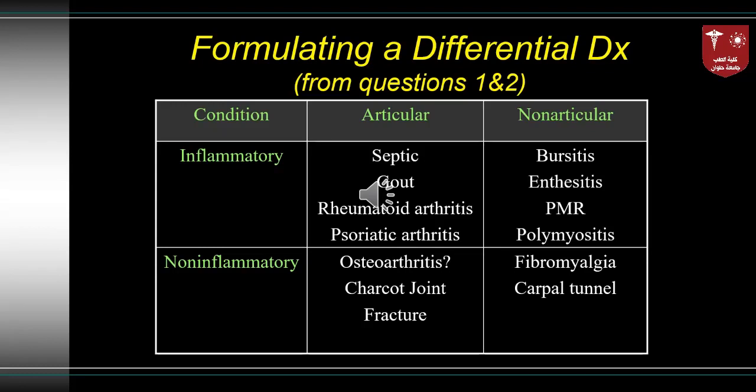If it is inflammatory, it can be bursitis, inflammation of the bursa, enthesitis, inflammation of the soft tissue attached to the bone like tendon, and polymyalgia rheumatica and polymyositis. If it is non-articular, non-inflammatory, it can be fibromyalgia or carpal tunnel, which you will later on know about.